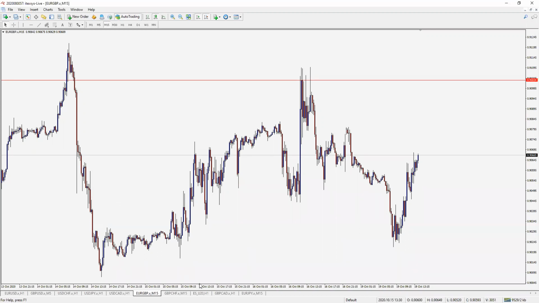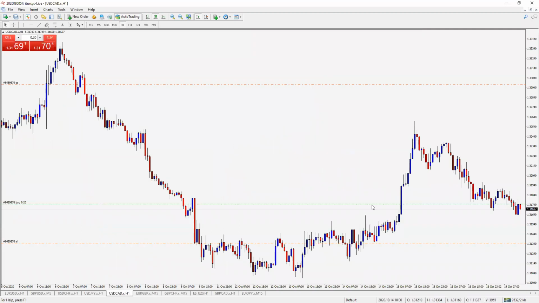First, I would like to share with you this position that I just opened, which is the US dollar against the Canadian, the loonie. The reason I opened this position, a bit late, I admit, but I still feel it's a good opportunity.